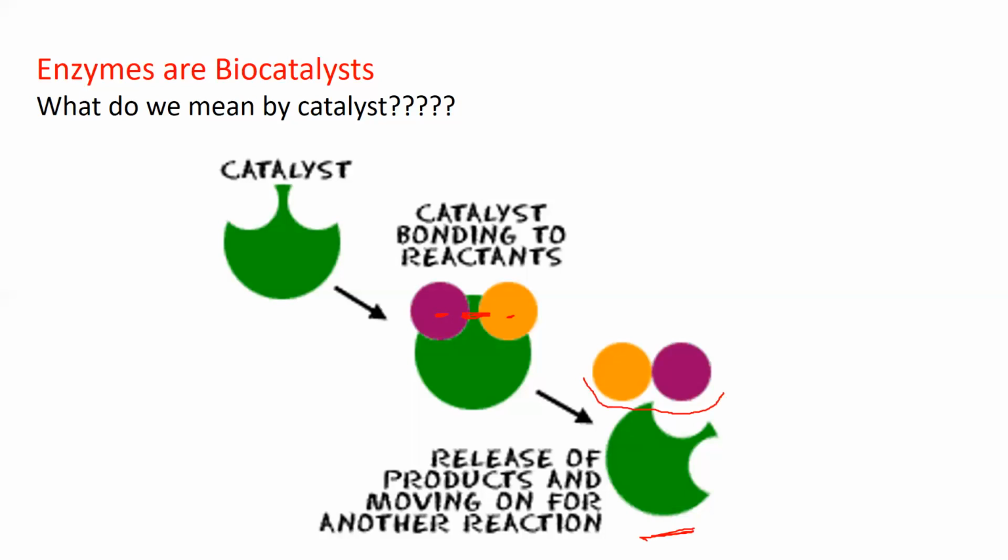You can see it stays the same. Okay, and this enzyme, or this catalyst, let's say, can catalyze another reaction. It can go here and find another two reactants, and it can catalyze the reaction between these two reactants. So it is important to know that a catalyst speeds up a chemical reaction without itself being involved in this reaction. Meaning it doesn't enter into the reaction.